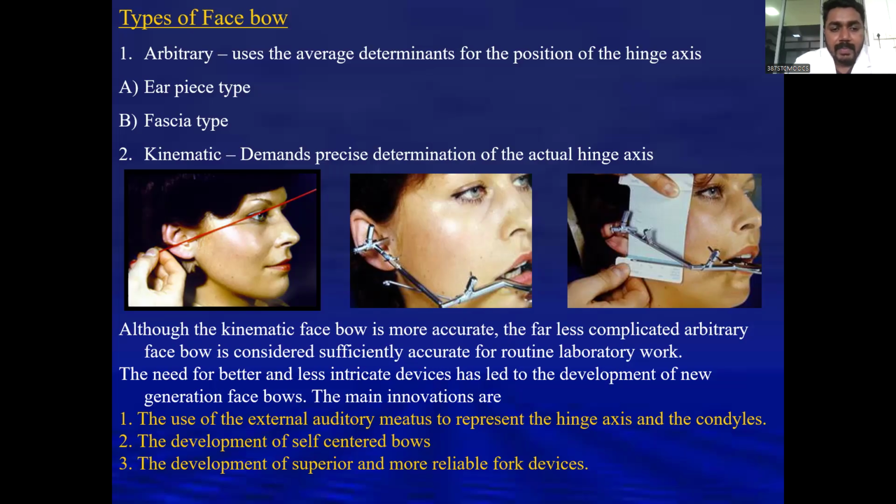The need for a better and less intricate device has led to the development of new generation facebows. The main innovations are the use of the external auditory meatus to represent the hinge axis and the condyles, the development of self-centered bows, and the development of superior and more reliable fork devices. So these are some parts of the facebow which are getting advanced.